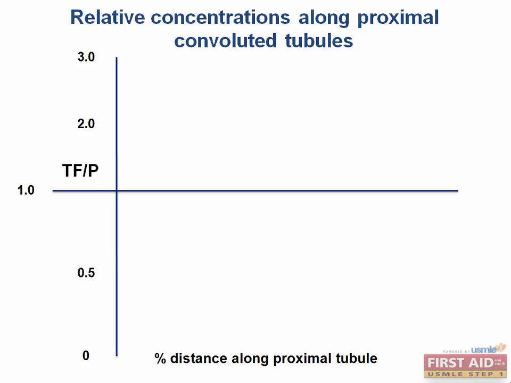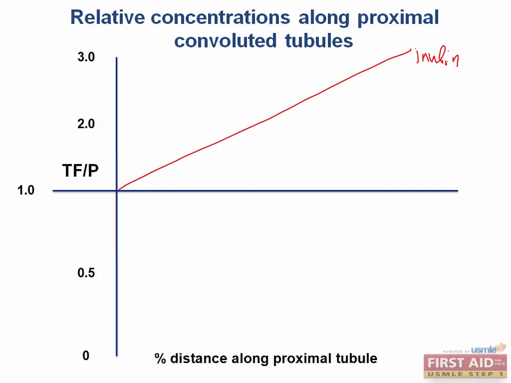On this graph, the x-axis is the percent distance along the proximal tubule, and the y-axis is the ratio of tubular fluid concentration to plasma concentration. If we look at the concentration of inulin along the proximal tubule, it will make a straight line from 1 to 3 because it's freely filtered and neither secreted nor reabsorbed. The concentration is increasing along the proximal tubule because water is being reabsorbed. The area below inulin includes all substances that have net reabsorption. The area above inulin includes all substances that have net secretion.